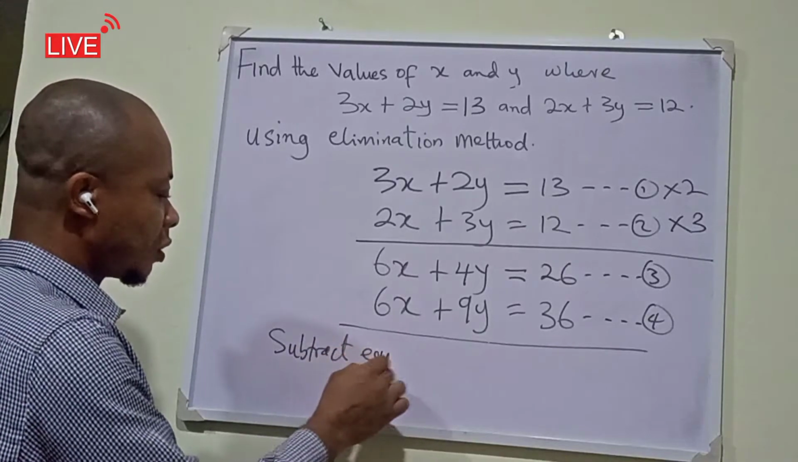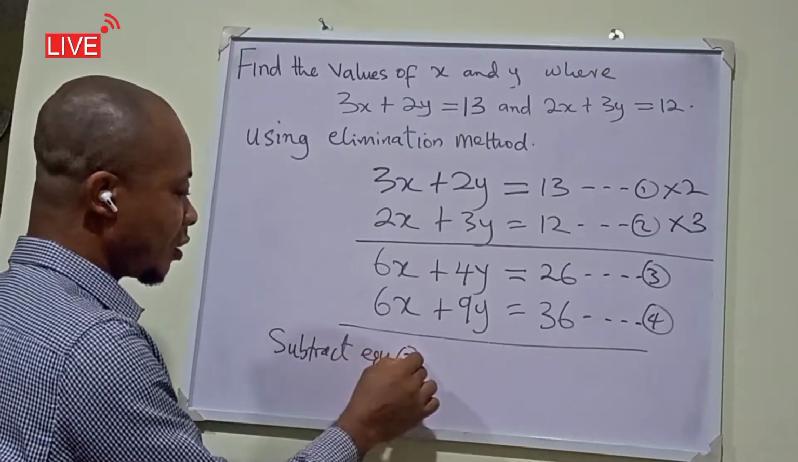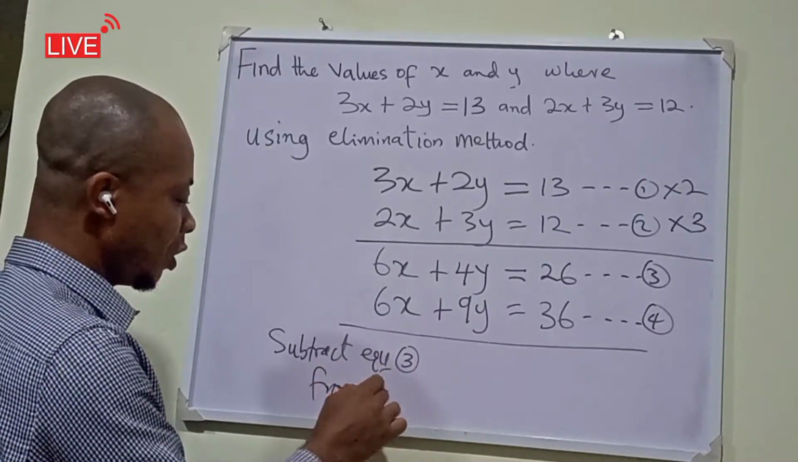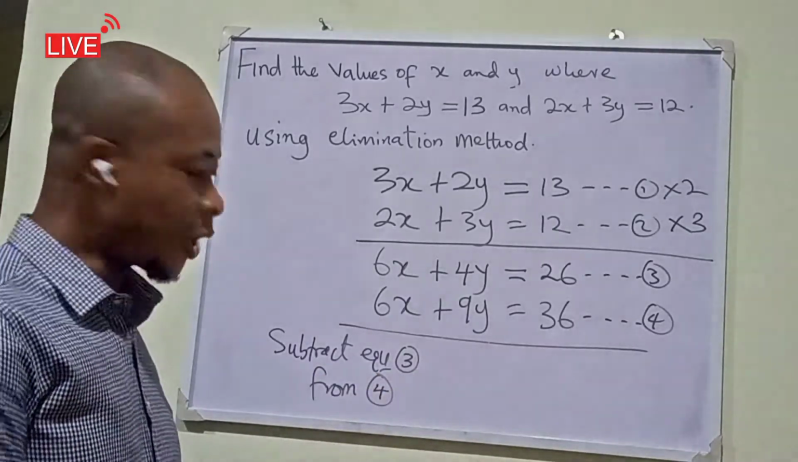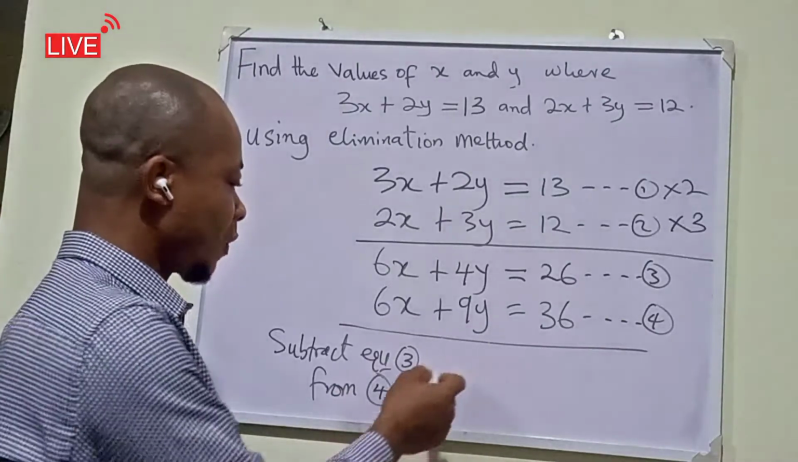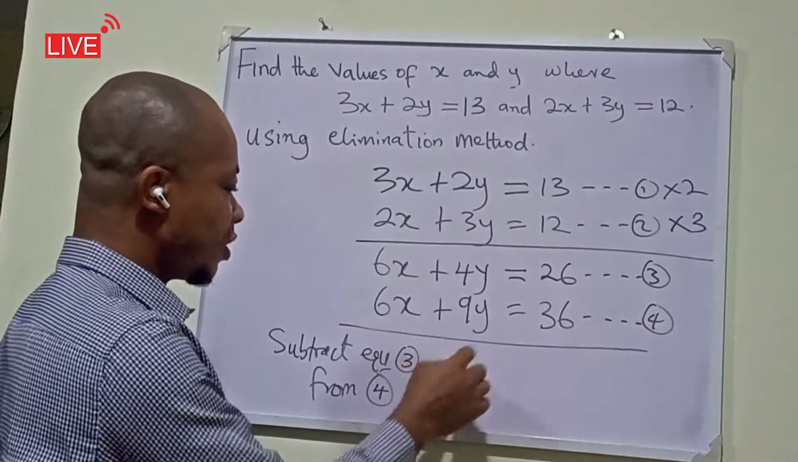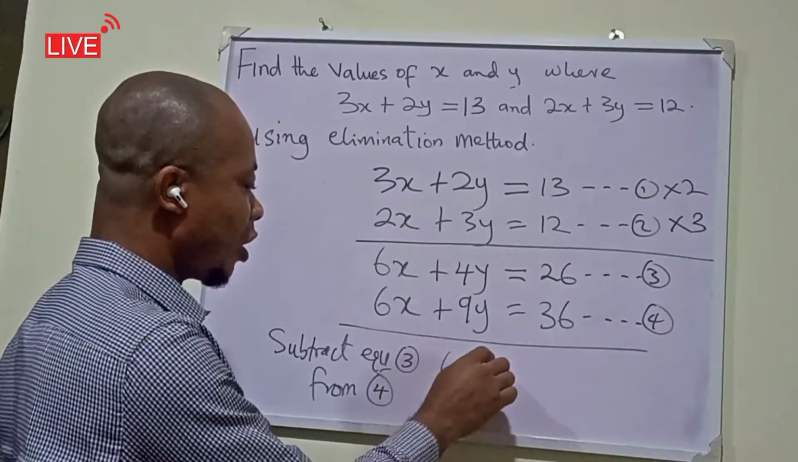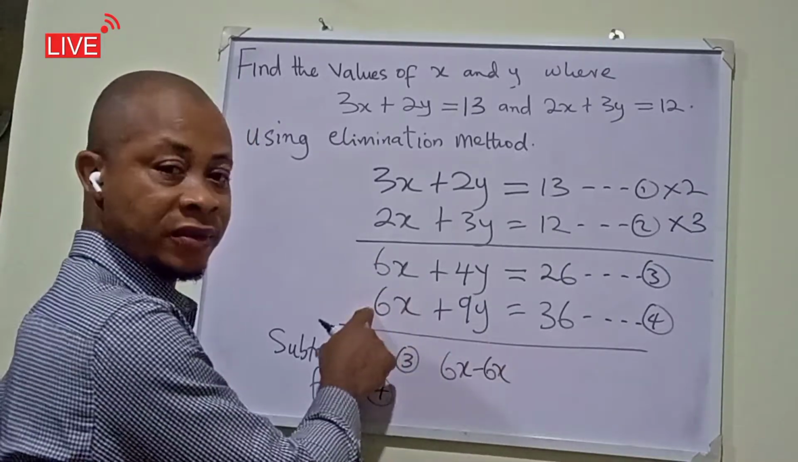equation 3 from equation 4. Okay, you can state it like this if you like. This will give you 6x minus 6x, that is here.